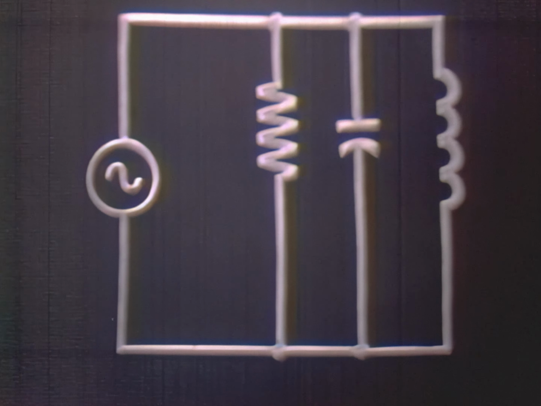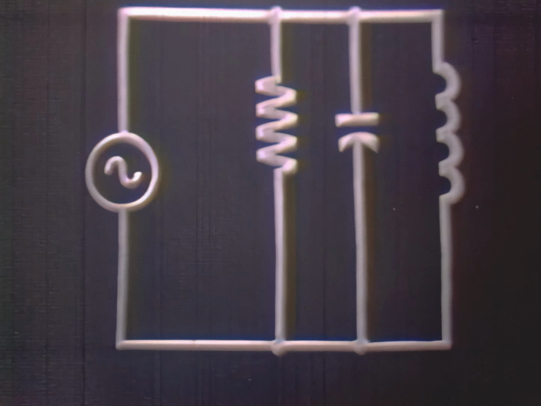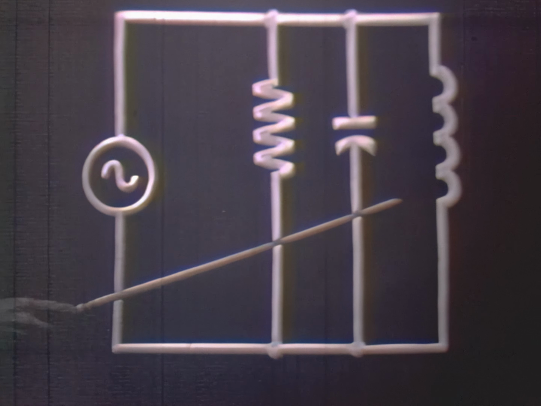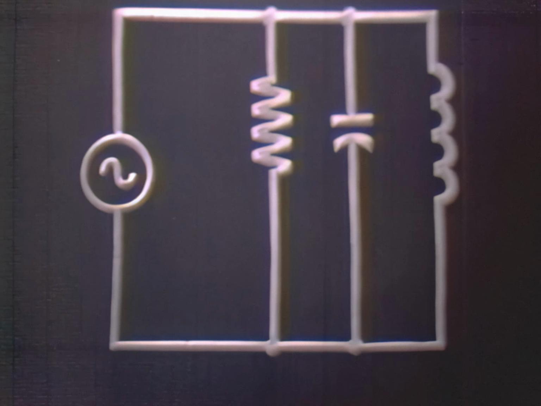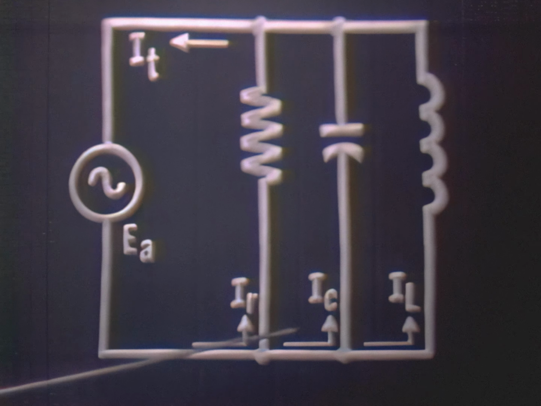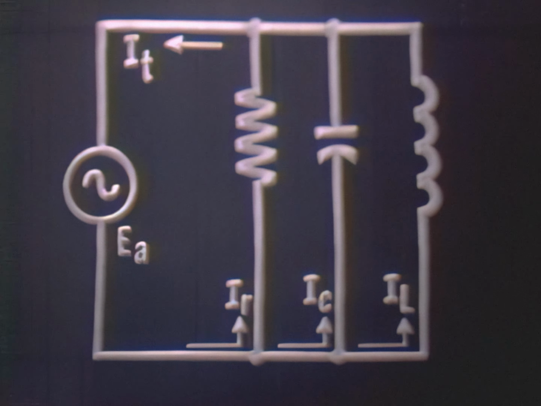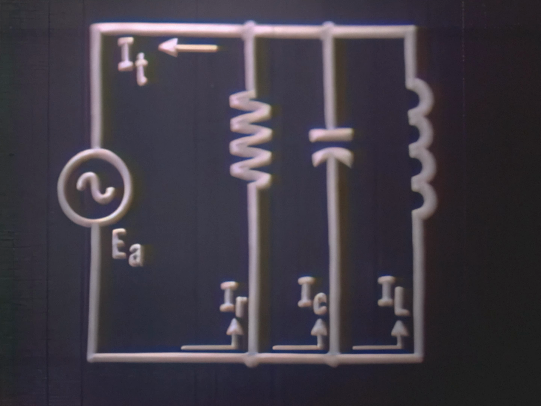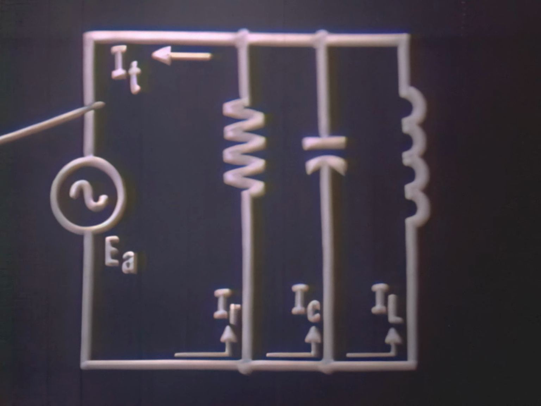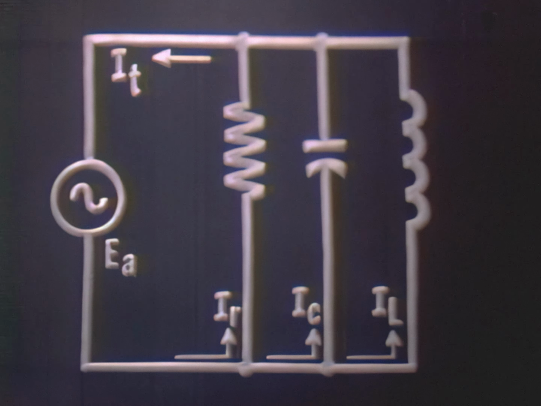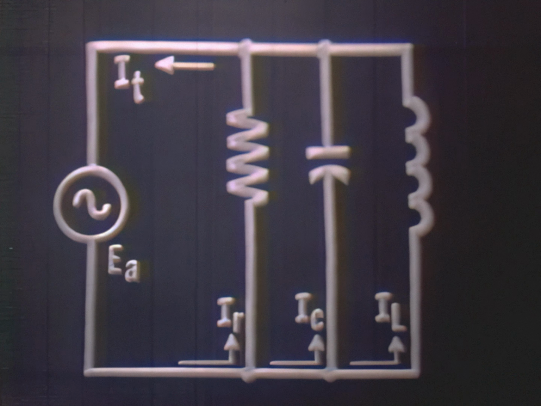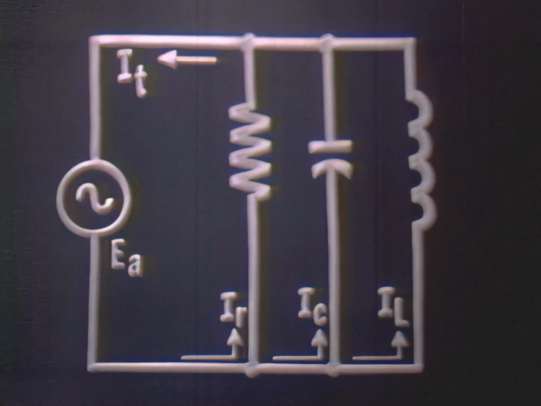Let's closely look at our circuit once again. With the applied voltage felt across each component, R, C, and L, we have three individual branch currents, and they are IR, IC, and IL. These three branch currents combine to form our total current, IT. As you already know or suspected, the total current is not the arithmetic sum of the branch currents, but is the vector sum. Why?